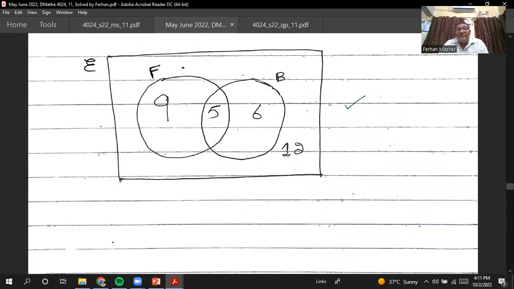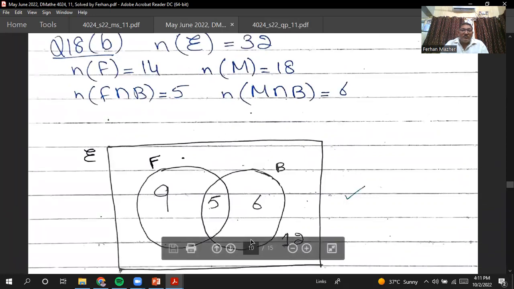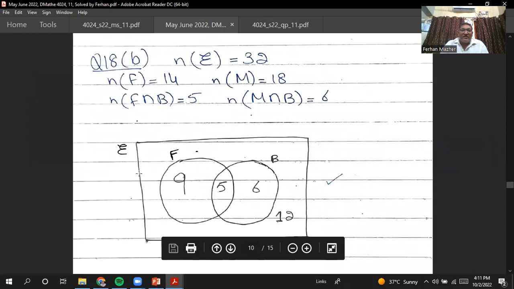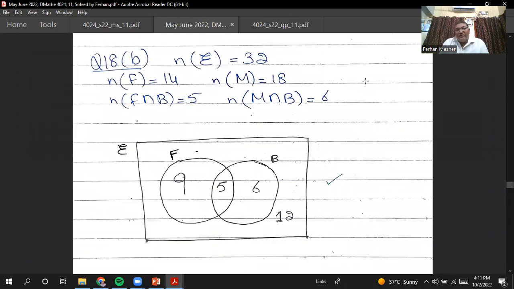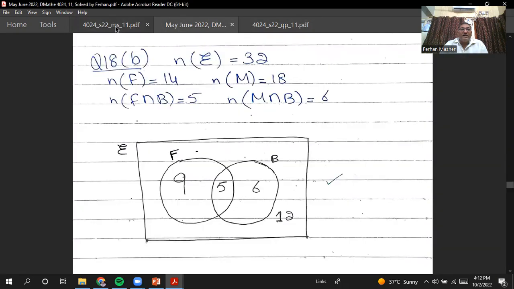And outside here will be the male members who have no black colors. Okay, so there will be 12 here because in total they are 18. So let me reduce the size so you can see the whole thing together. So this is how you will represent this, and hopefully you understand. So that was the B part. So we are going to the next question.